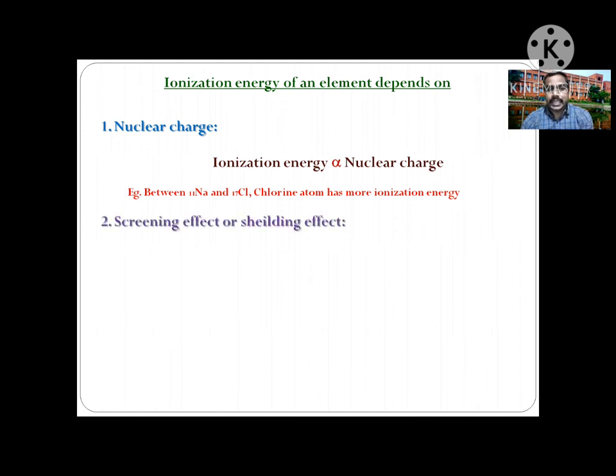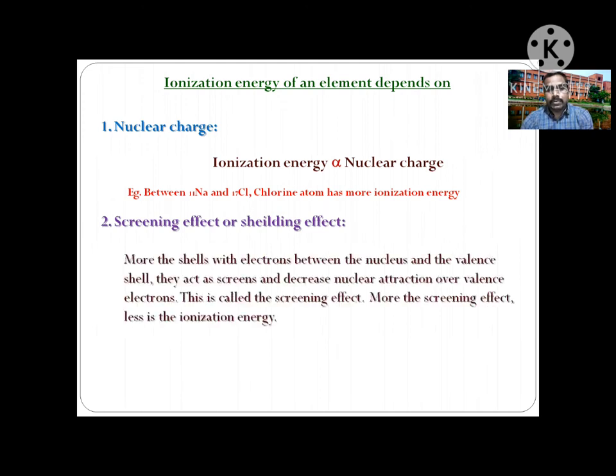The second one is screening effect or shielding effect. In an atom, various shells are present. The inner shells are filled with electrons. These electrons are present between the valence shell and the nucleus. They act as screens and decrease nuclear attraction over valence electrons. This is called screening effect.